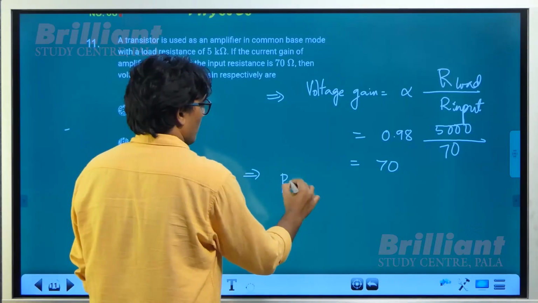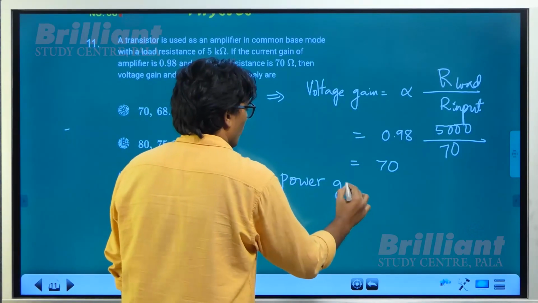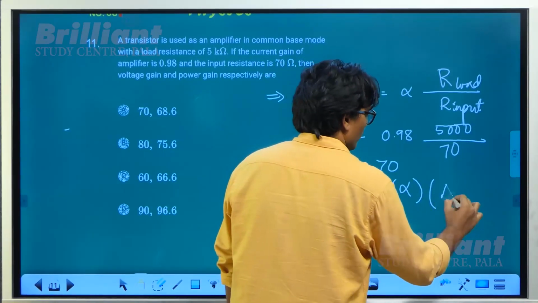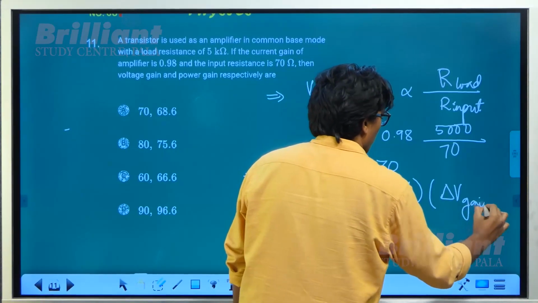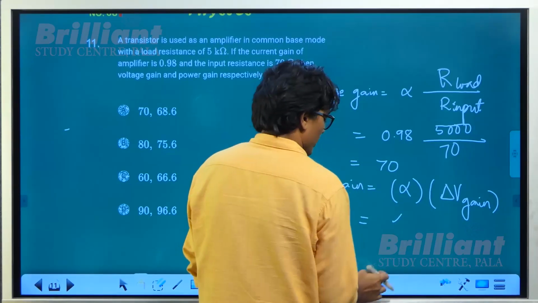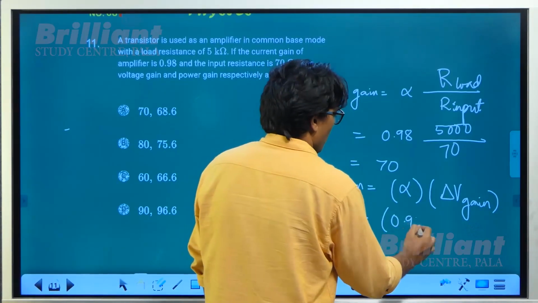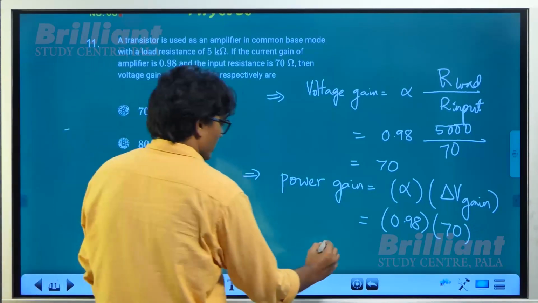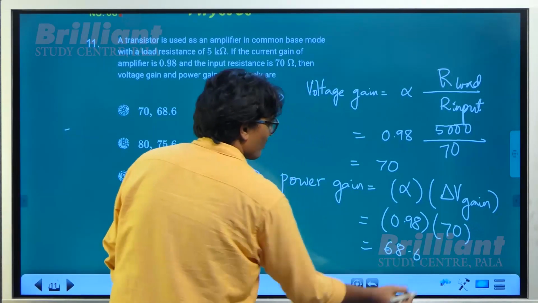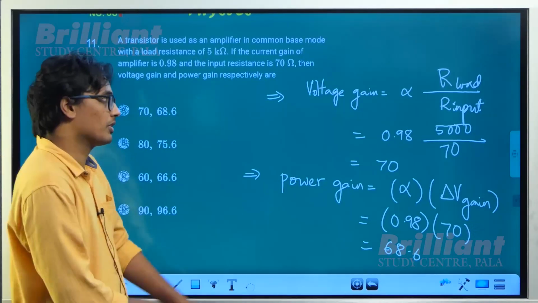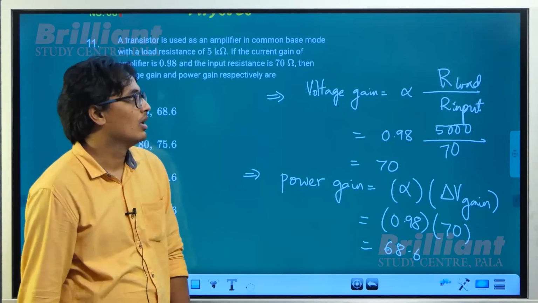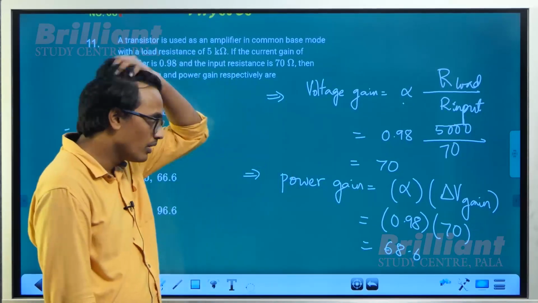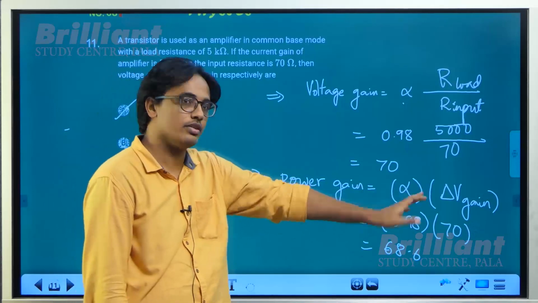If you want power gain, it is current amplification into voltage gain. So alpha is 0.98 again into 70. 0.98 into 70 is around 68.6. Okay. Just directly remember the formulas. Voltage gain is current amplification into load by input. Power gain is current amplification into voltage gain.